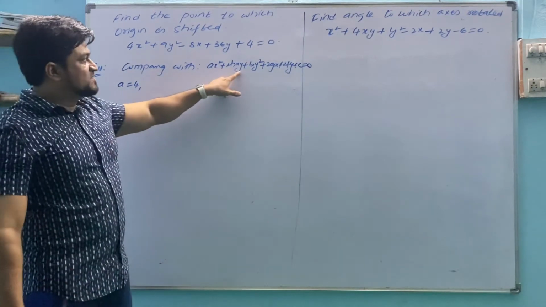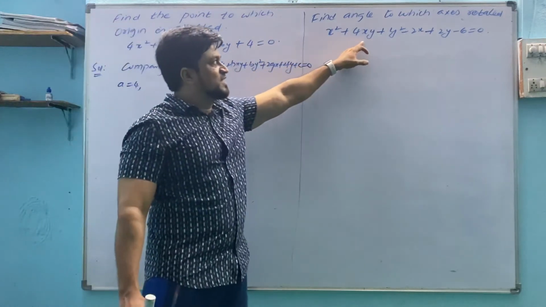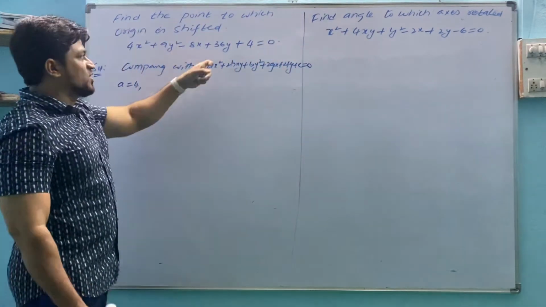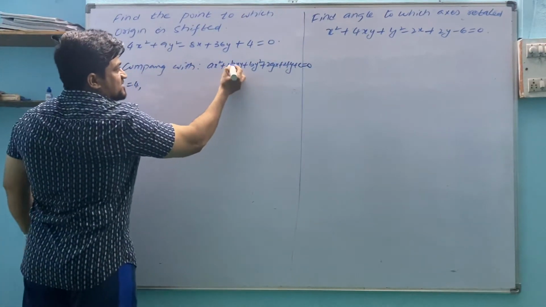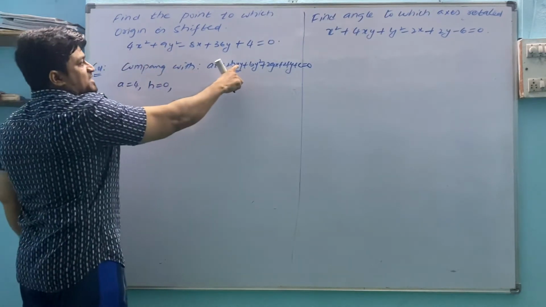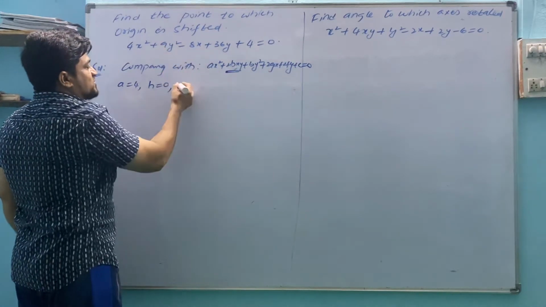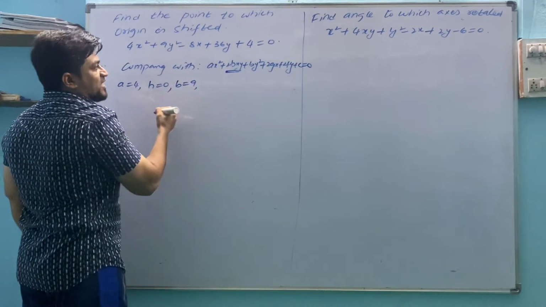Similarly, xy term, you can find 4xy there, but here the xy term is not there. So h is 0, because we don't find any x into y term. The y square coefficient is b, which is 9. So b is equal to 9.